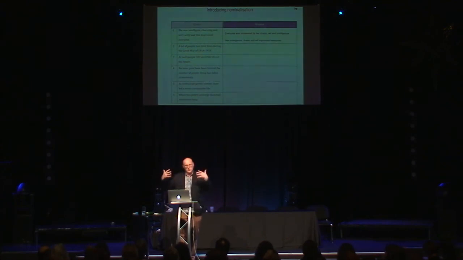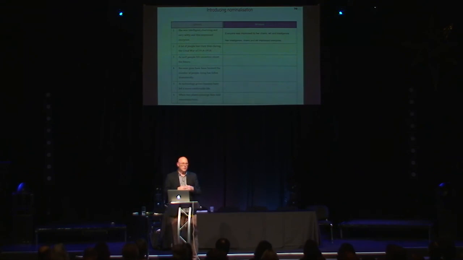So this process is called nominalisation. Charming, we can change to charm, yeah? She was charming into charm. And witty, she was very witty, we can change to wit. And then we can reconstruct a sentence or come up with a different version of a sentence. So everybody was impressed by her charm, wit and intelligence, right?